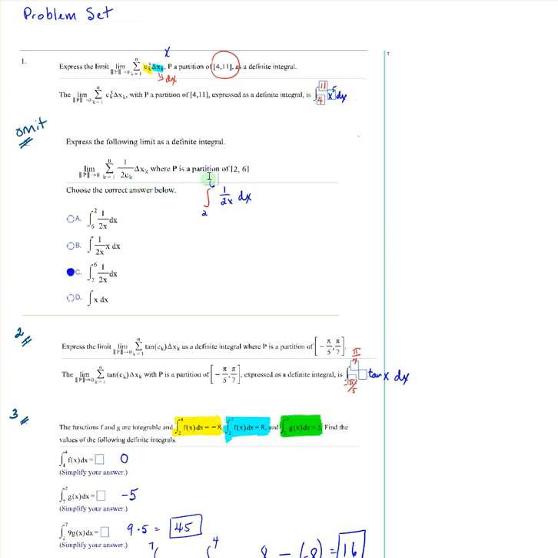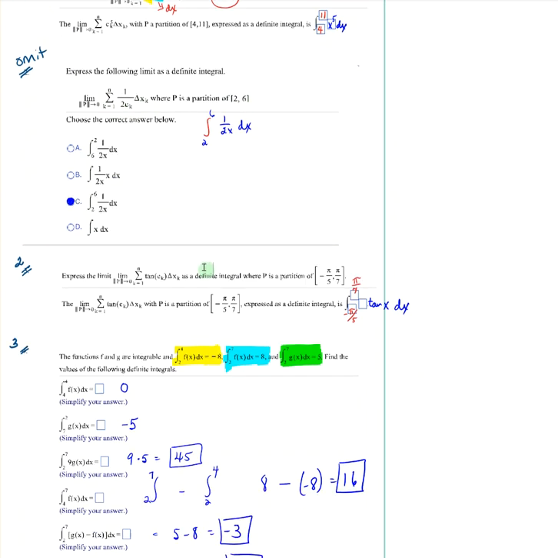We're going to do the same thing here. Now we have an interval from 2 to 6. So that's the integral from 2 to 6. 1/2 x, this c sub k is your x, and the delta x sub k is your dx, and that's what we're looking for. So 1 over 2x dx is out to the side, and the integral is from 2 to 6. I think we're omitting that one in the homework, but if you do have one, then we've gone over it.